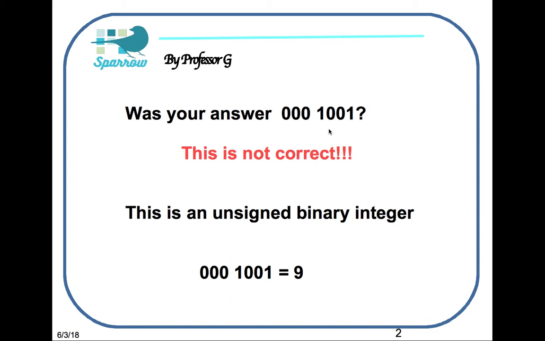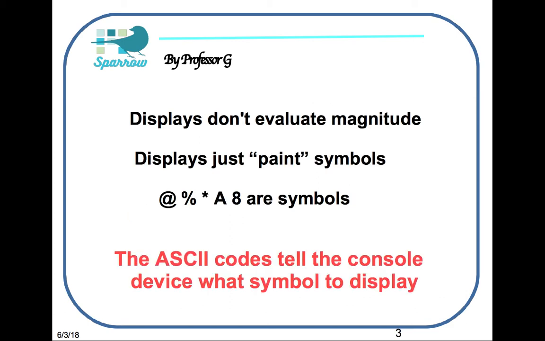But that's not what your keyboard is sending into a computer when you press the 9 character, and it's not how a 9 character is displayed, because displays don't evaluate magnitude. They're not interested in the magnitude quantity that you, as your human brain evaluates things, associate with a symbol. Displays just paint symbols. So they can paint letters, they can paint what we know as numbers, they can paint special characters, etc. So displays are just interested in, what do you want me to paint?